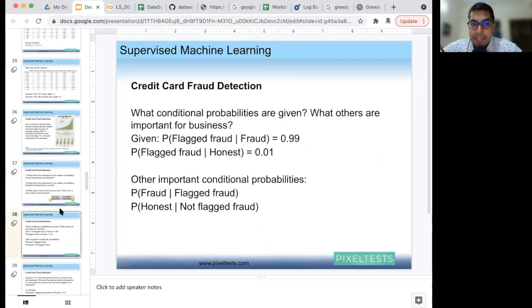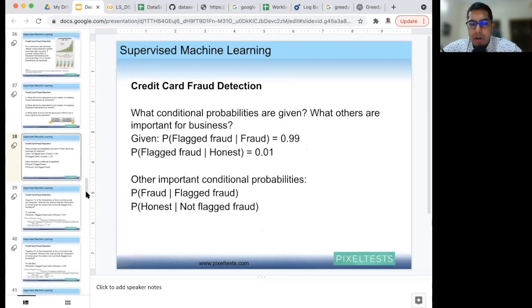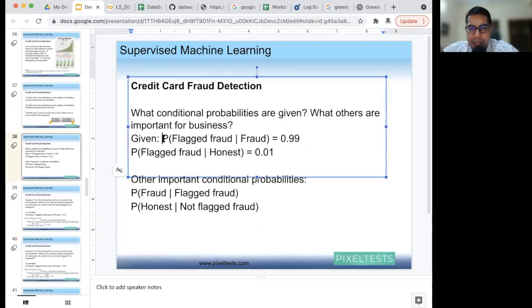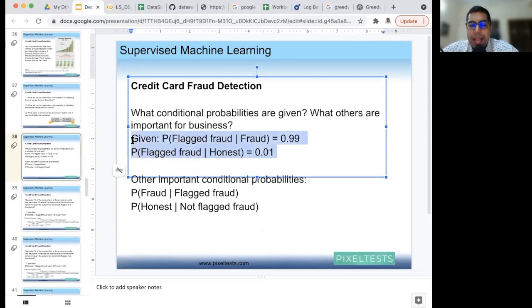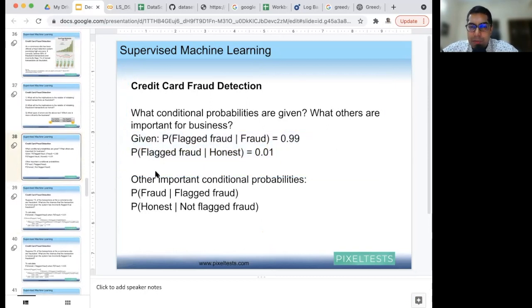So remember our Bayes theorem, right? I'm not going to get you to do this right now because I think you've done enough Bayes. For those of you who have not, please go back to those lectures, watch it, double watch it, triple watch it, quadruple watch it, become really thorough. So let's look at the conditional probabilities. P of flagged fraud, given fraud, is 0.99, and P of flagged fraud, given honest, is 0.01. This is what's given. Now, other important conditional probabilities are P of fraud given flagged fraud, and P of honest given not flagged fraud.